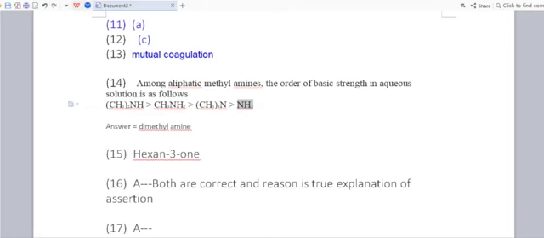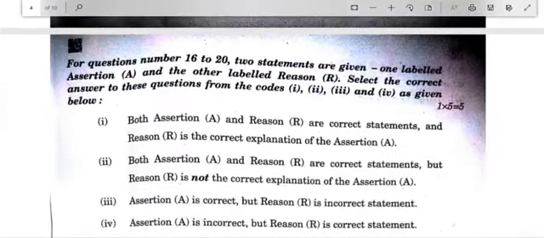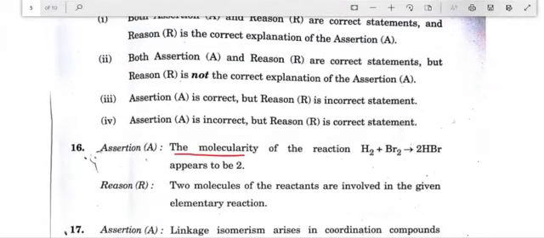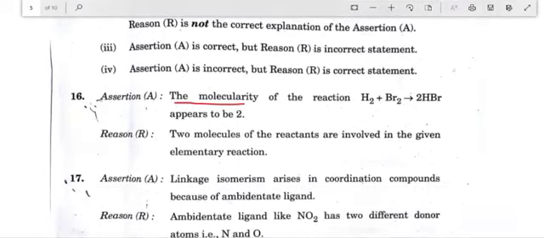Then assertion reason questions. I think these were a little bit tricky but still solvable. So the molecularity of the reaction H2 plus Br2 gives 2HBr is 2. Assertion is true, if you know the definition of molecularity. Two molecules of reactants are involved in the given elementary reaction. Of course, only two molecules of reactant are involved here, so this statement is also true.